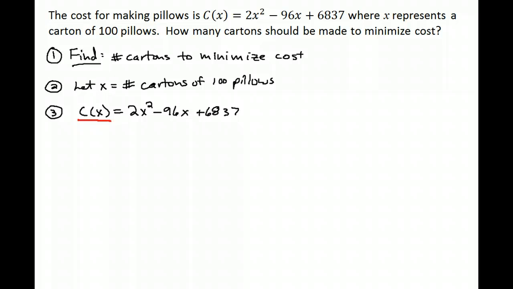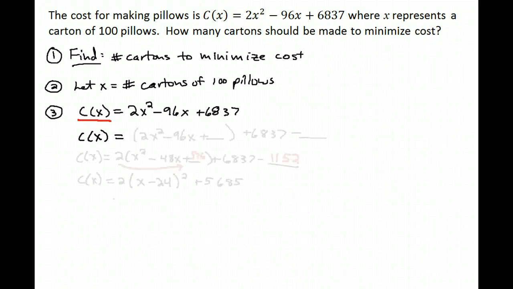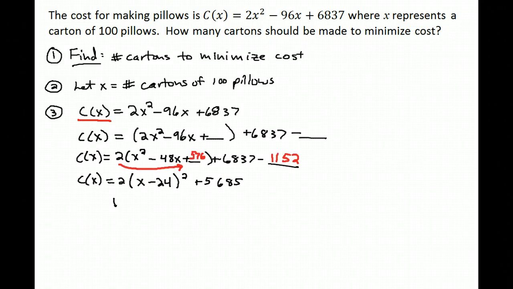One thing I would like to point out is C of x is just function notation. We're used to seeing f of x or g of x or h of x. We're using the letter C here to stand for cost. On the other problems we could have used A of x for area, but I just chose to use A. Alright, so let's take a look at what we have. I need to complete the square and find my vertex. My vertex is at 24, 5685. So let's see what that means.